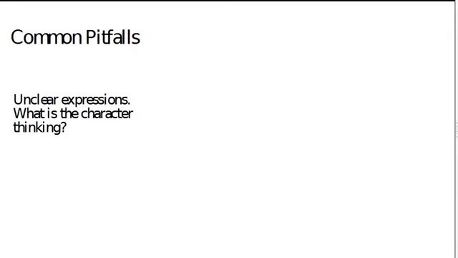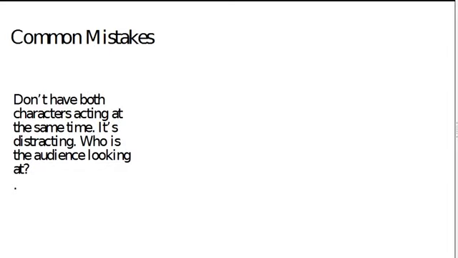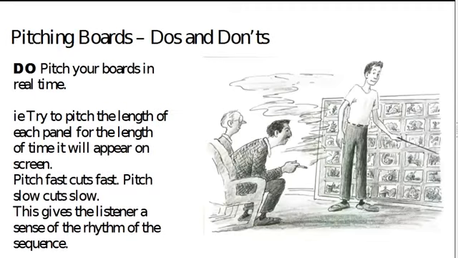Unclear expressions, another common pitfall. It's got to be clear to the audience what the character is thinking and feeling. Another common mistake is to have both. If you've got a two-character shot, have both of them acting at the same time. Try and concentrate on one character at once, because the audience can only look at one character at a time.